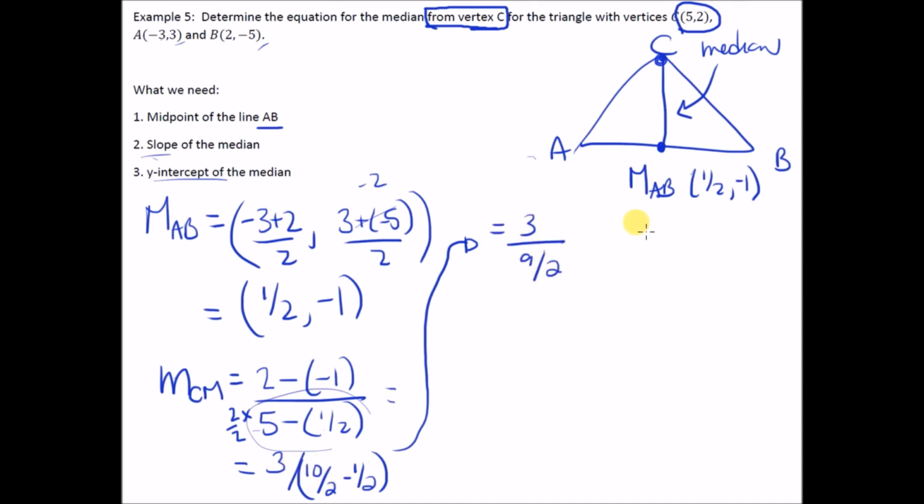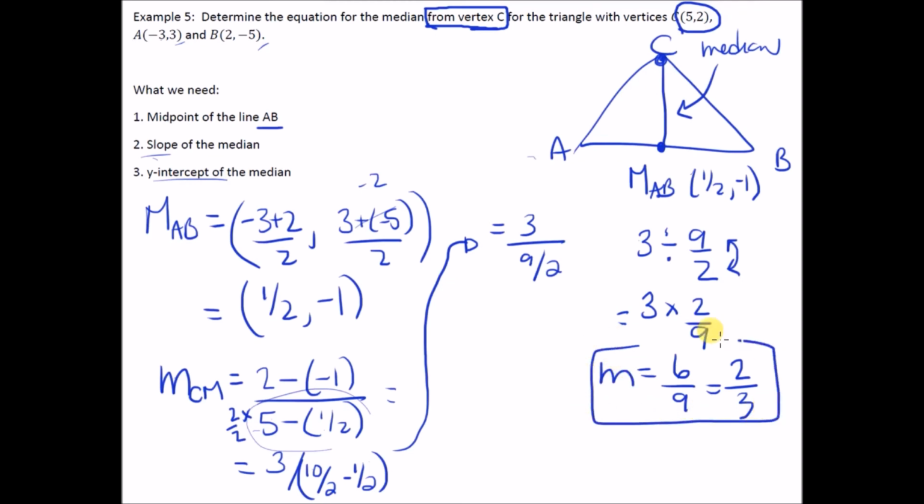Again, we've seen this before. It's 3 divided by 9 over 2. But we can't do that. So let's go 3 times 2 over 9. Remember, we can't divide fractions, so we're going to multiply by the reciprocal. So 6 over 9, which is just equivalently 2 over 3. That's going to be the slope. Okay, 2 over 3. Now step 2, we're going to find the y-intercept.